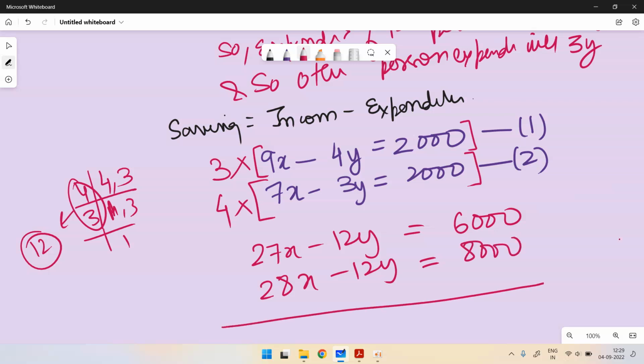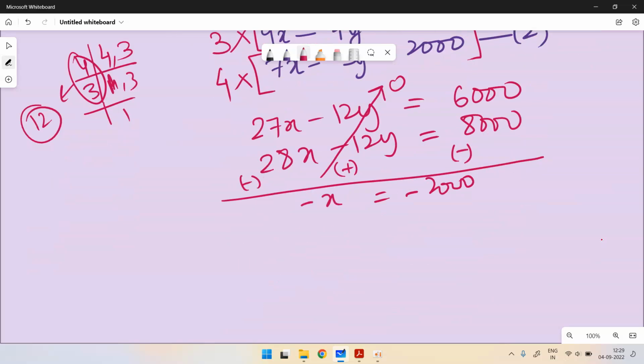Now if you subtract this from this, the plus sign will become minus and the minus sign will become plus, and the y terms will be 0 because minus 12 plus 12 is 0. And 27x minus 28x is minus x equal to 6000 minus 8000, which is minus 2000. So the value of x is 2000.